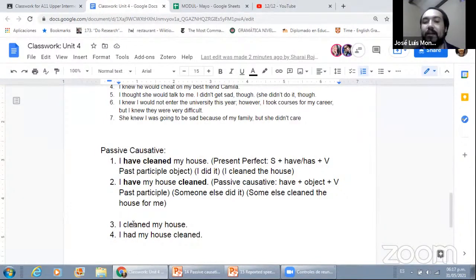That's correct. On the first one, I did it. On the second one, it means that someone else did it. I did it, someone else did it. And in this case, I said did it, but this is present. So we can also say here, someone else does it for me. Someone else does it. So that is the main difference. I did it, someone else.